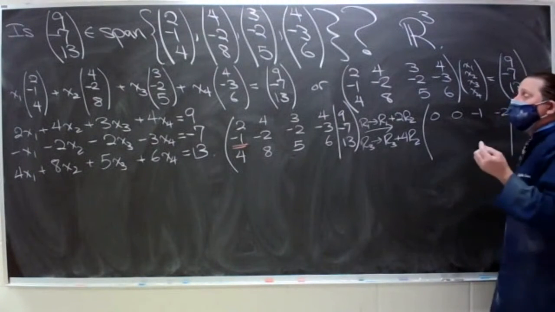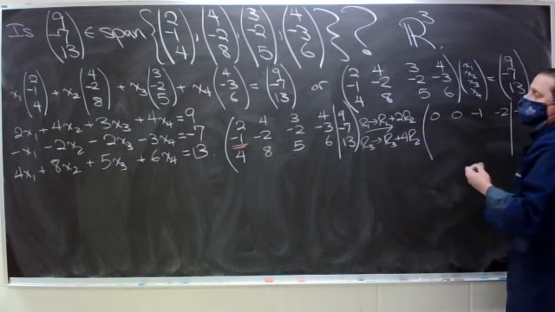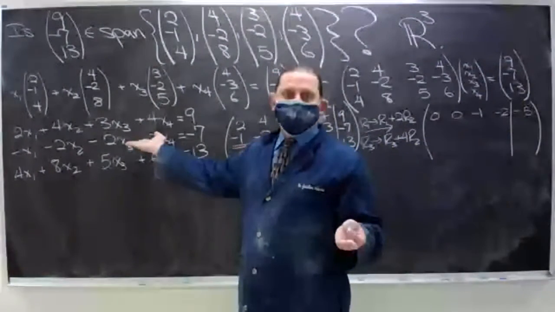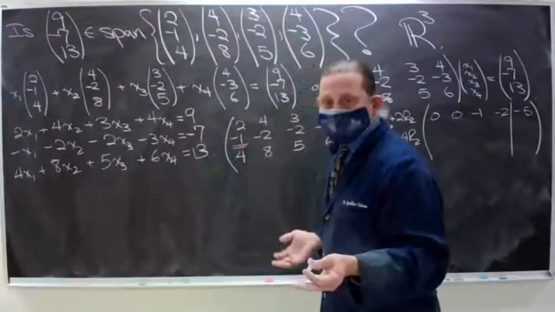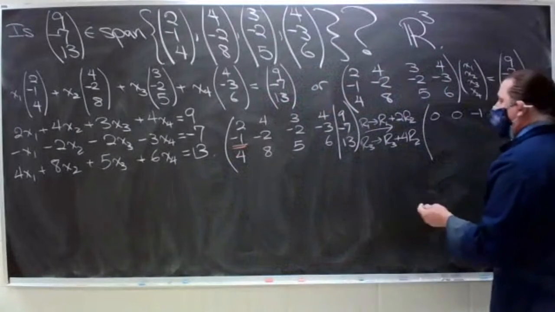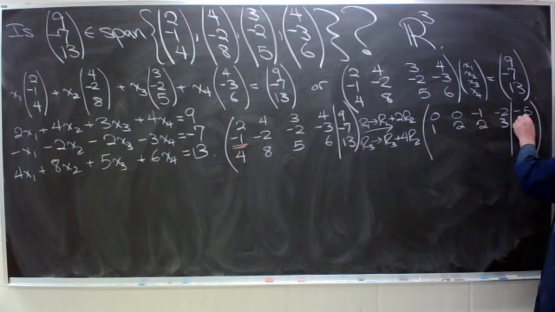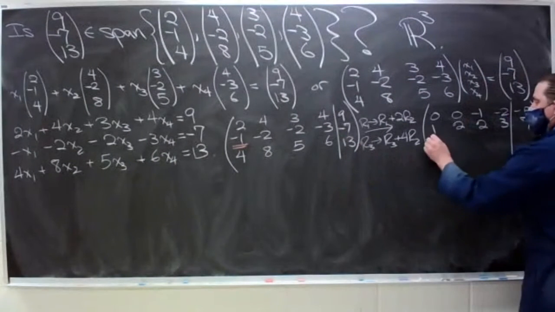Row 2 stays the same, although I'm going to change its sign because I can. Think about what that would mean. I would multiply the second equation by -1. That's no problem. So that means I can multiply the second row by -1. Row 3 plus 4 row 2.